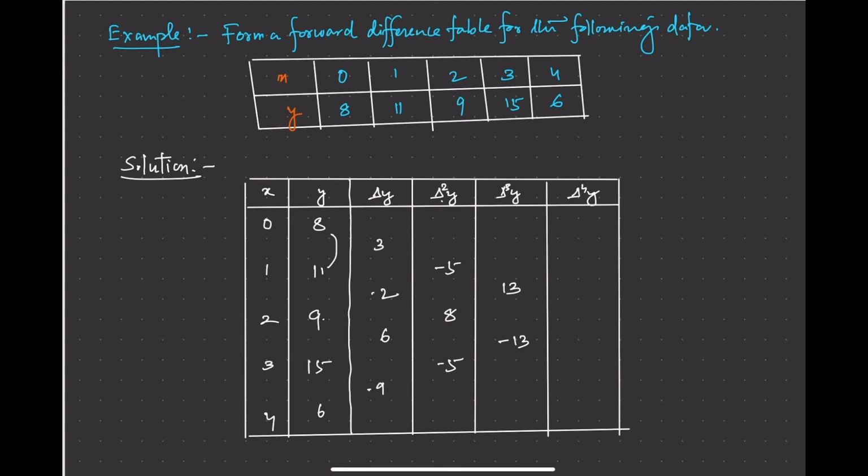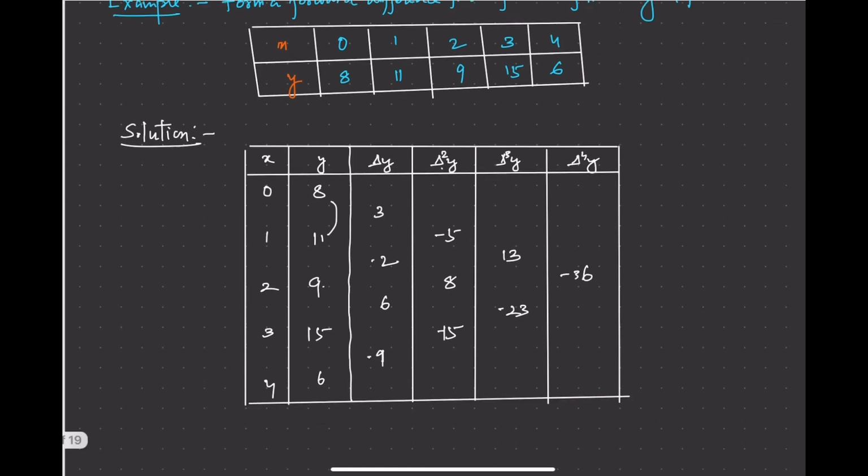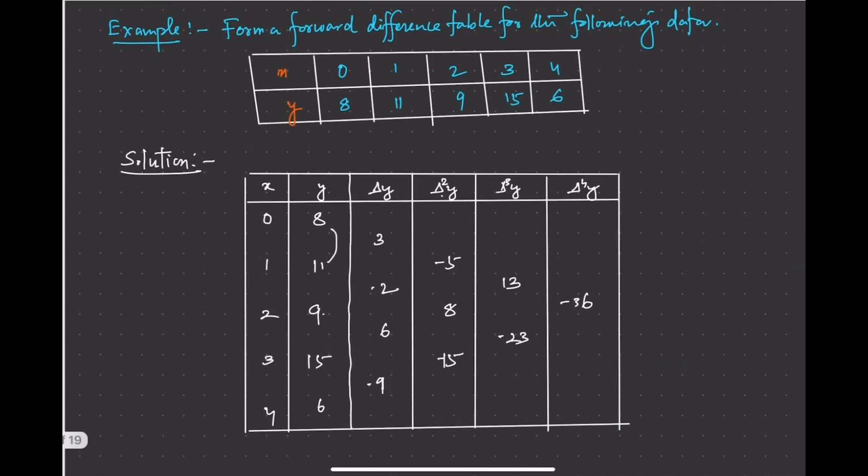Minus 9. So minus 9 minus 6 is equal to minus 15. So minus 15 minus 8 is equal to minus 23. Now minus 23 minus 13 is equal to minus 36. This is the forward difference table. Okay, for this question.